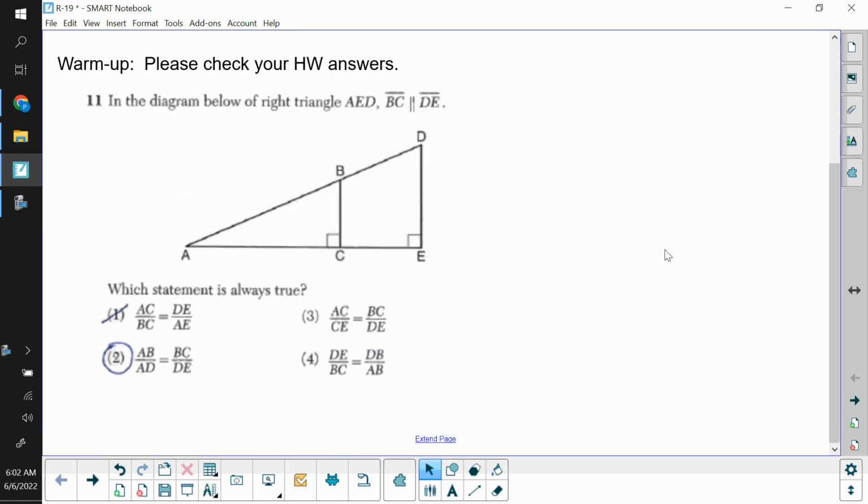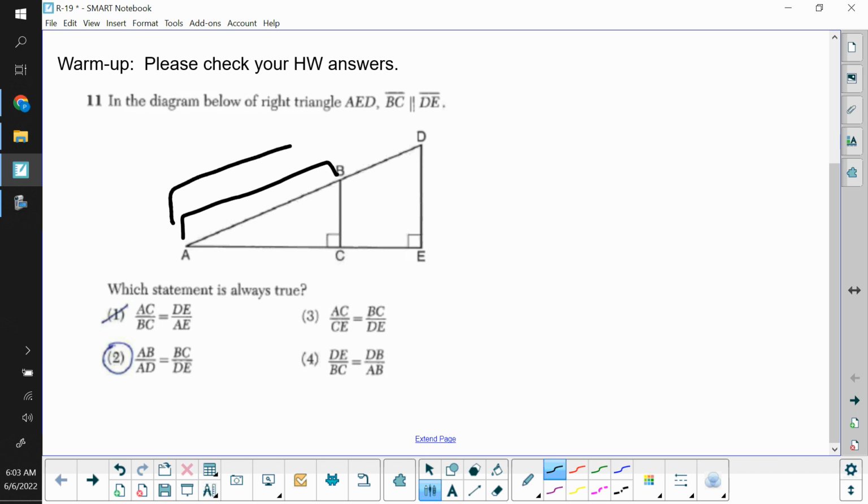So the first one from last class that we didn't do, we wanted to see which proportion was always true. So if we look at the correct choice, 2, notice we've got AB, which is hypotenuse and small, over AD, which is hypotenuse and big. So we had hypotenuse over hypotenuse. So on the right side, we would need a small triangle side over a big triangle side. So we've got BC, which is from the small triangle, matching with DE. So there's consistency there. That's why that one works.